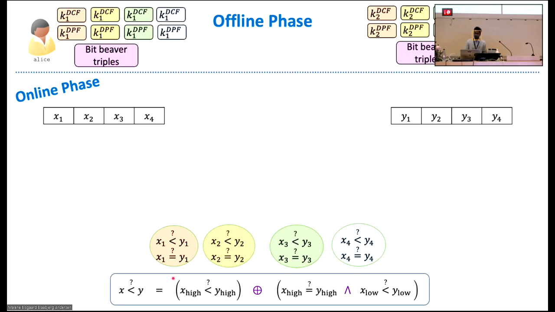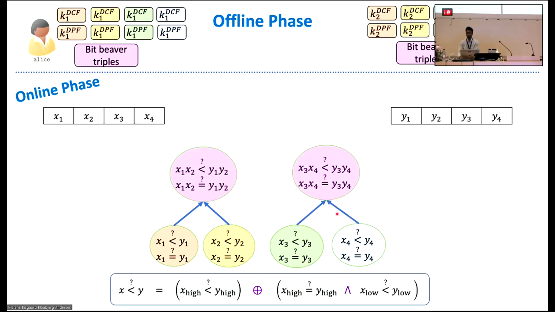And now we'll use the same recurrence relation that I showed you earlier. Note that this recurrence relation has an XOR and an AND gate. XORs are free, whereas for AND you need to do a bit level multiplication. This is where we will use bit Beaver triples. And so you can combine them in a tree-like fashion, as I showed you, using bit Beaver multiplication to derive the result of comparison on larger substrings, and finally the result of comparison on the full length strings.